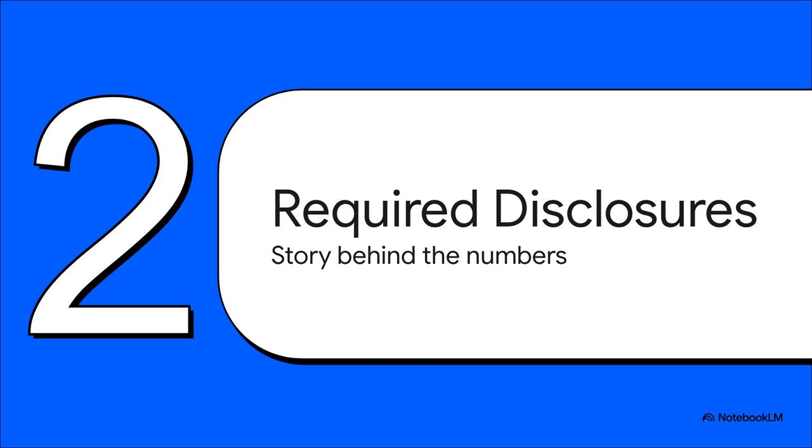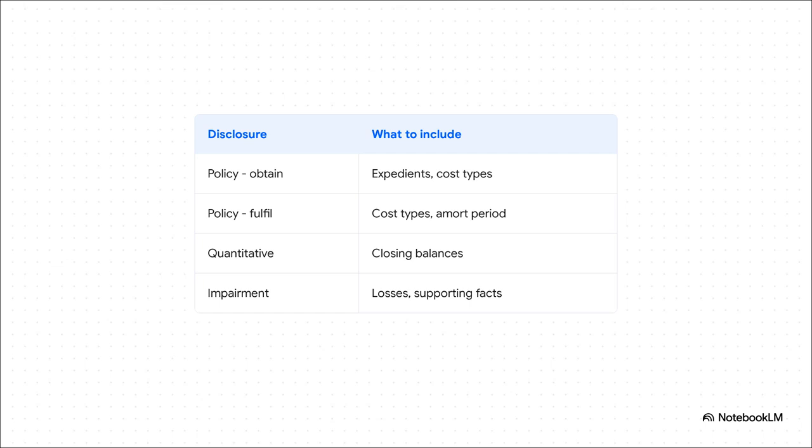Moving right along to Section 2, Required ASC 340-40 Disclosures. This is where we start telling the real story behind those numbers. You see, the numbers on your statements are really just the summary. The disclosures are what actually enable the users of your financial statements to understand the nature, timing, and financial effects of these capitalized costs. There are 4 main required disclosures you absolutely have to include in your notes.